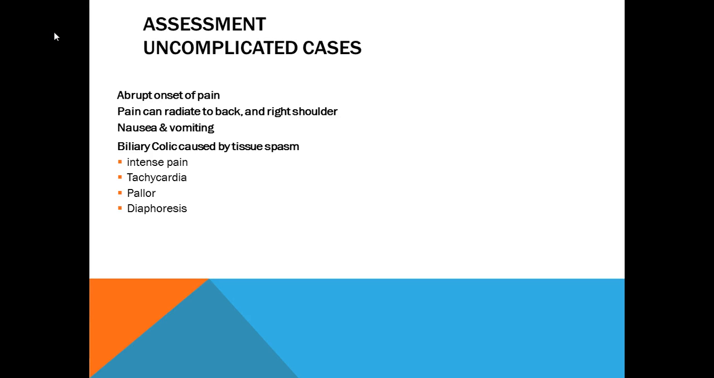It's caused by a tissue spasm. If you have a stone in your biliary tree, the biliary tree is a muscle, and it's actually trying to push that stone out. So the muscles of the biliary tree start to spasm. It causes intense pain, tachycardia, pallor, diaphoresis, and also nausea and vomiting. Patients often state that their pain radiates to their back or to their right shoulder.